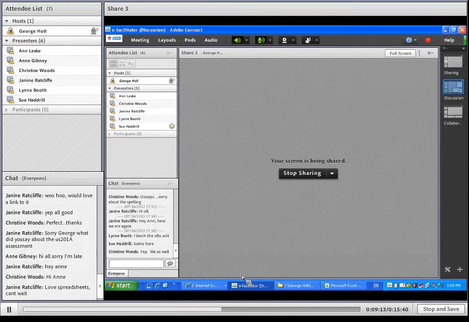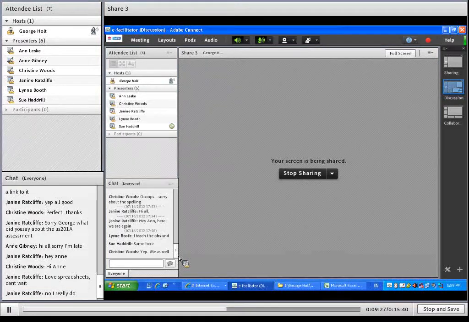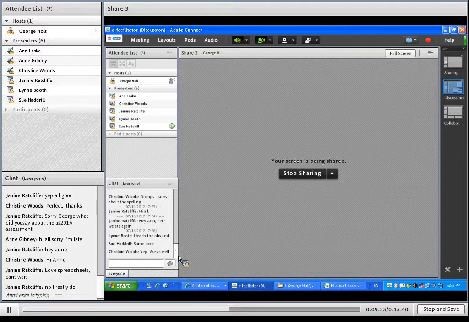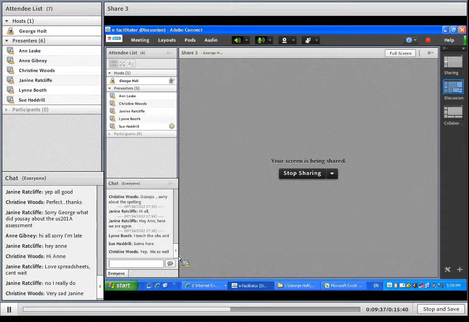Let me just go back to the screen. I just want to see if everyone's following along okay. Janine's telling me she loves spreadsheets and she can't wait. Are you being sarcastic with me, Janine? I don't know about this. How many people love spreadsheets? I thought it was only sad cases like me that love spreadsheets. No, oh, she really does. Good on you. You're a maths person. I like it. Me too. Very sad.